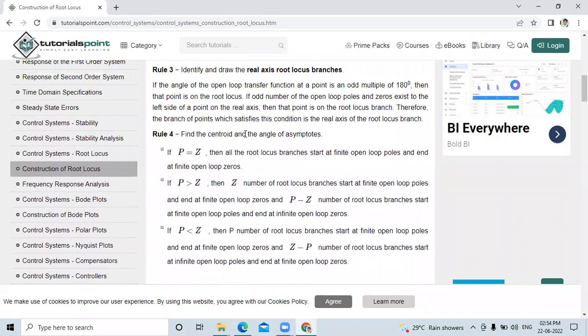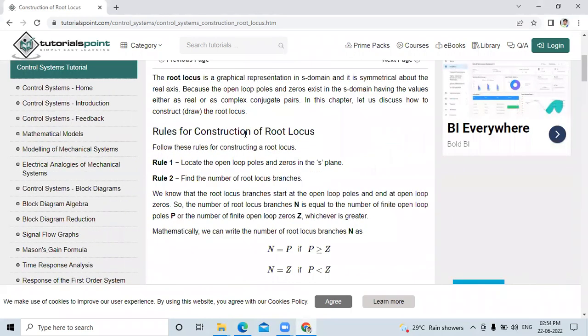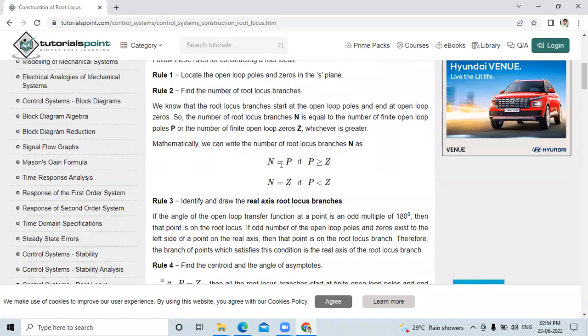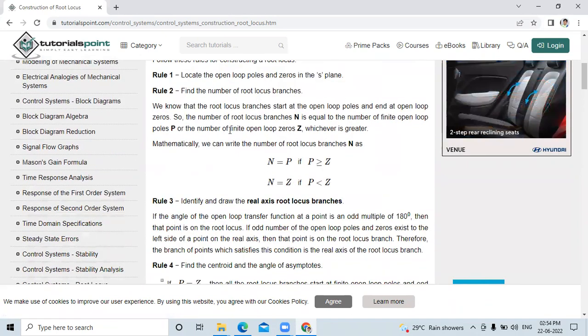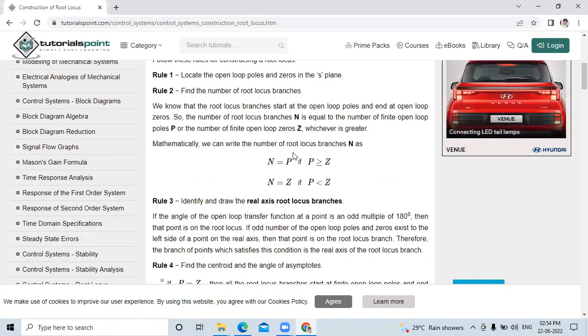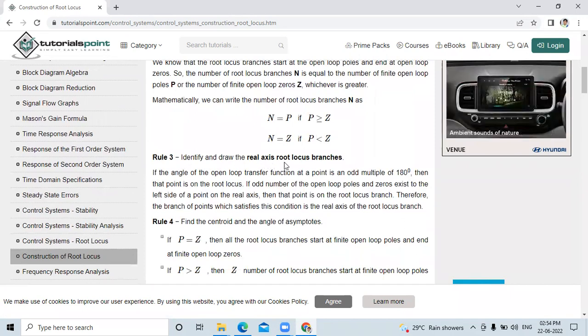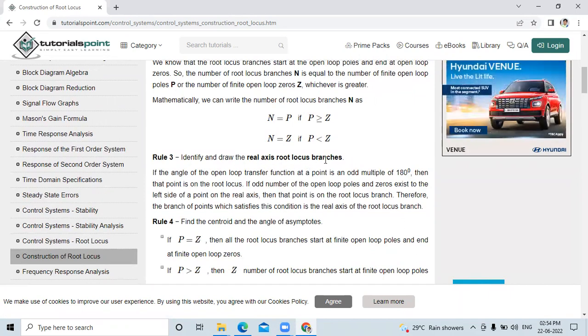Before going to the particular topic, we should discuss the rules for construction of the root locus from the start. Rule 1: locate the open loop poles and zeros in the S plane. Rule 2: find the number of root locus branches. So we will find the n number of branches, the starting point and the terminating point. Next, identify and draw the real axis root locus branches.